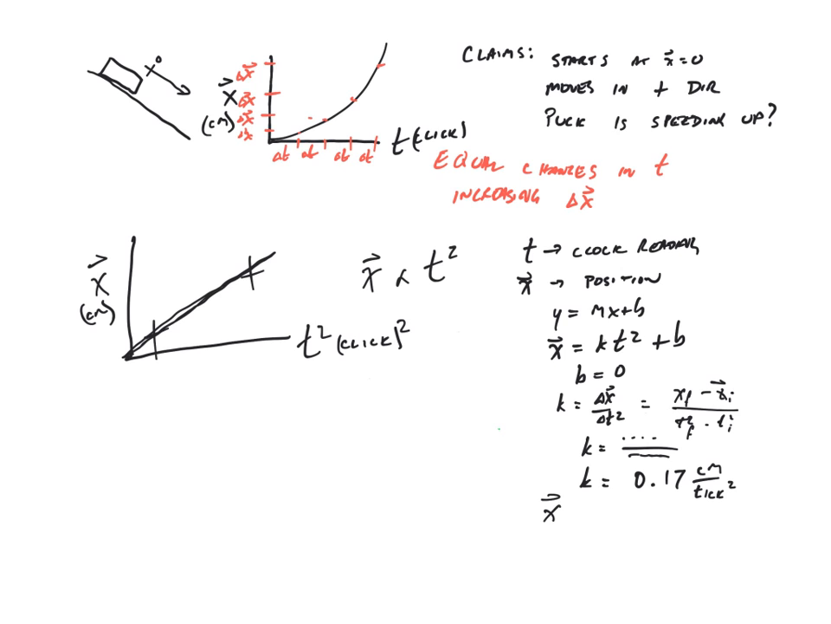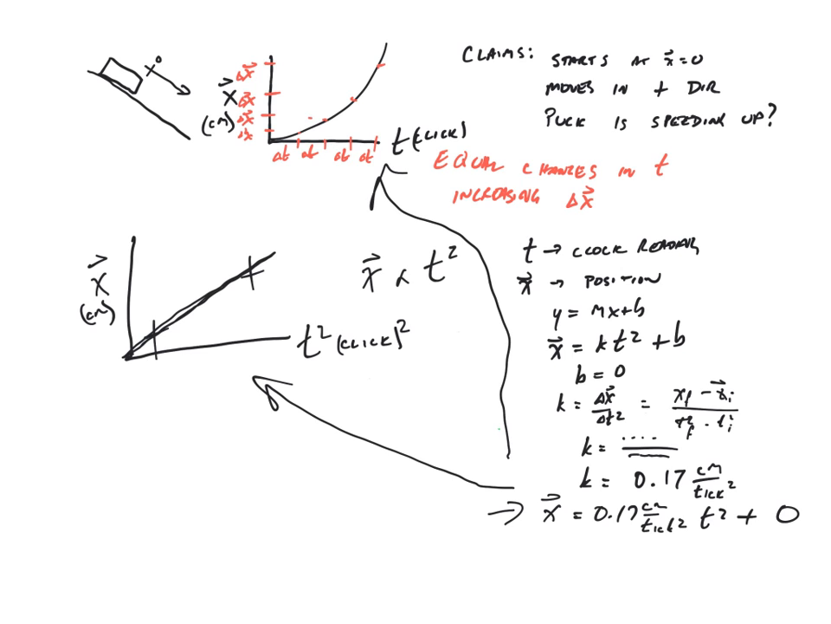And then we write our specific model. Position equals 0.17 centimeters per tick squared times t squared plus 0. Now, here's the weird question. Does this mathematical model describe the graph of position versus time squared? Or does it describe the graph of position versus time? So what's this model for? Is this mathematical model describing the graph that you made with your raw data or the linearized graph?